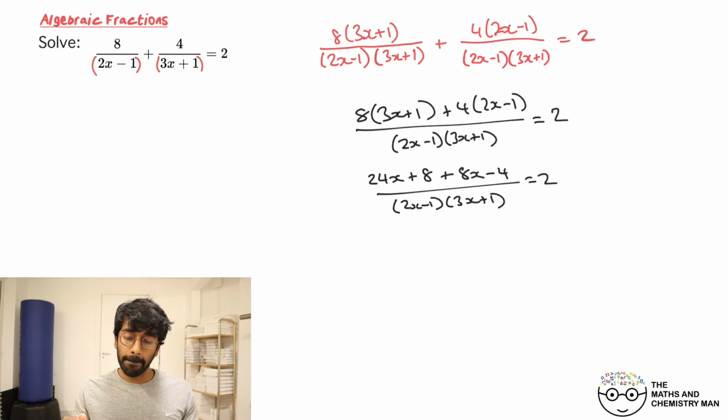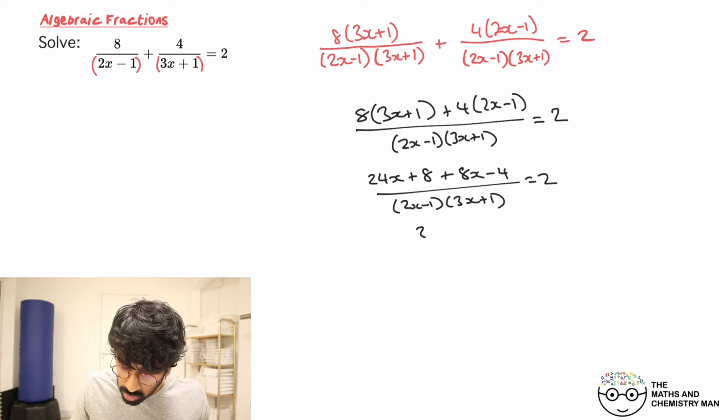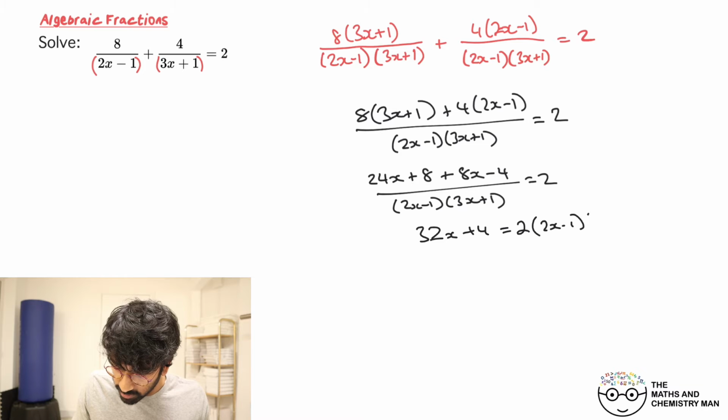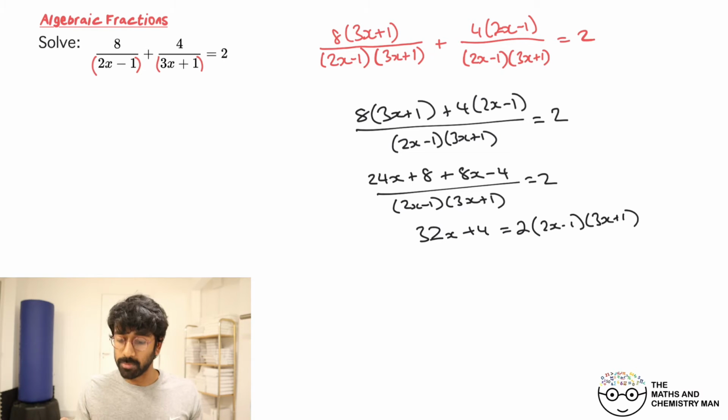What should we do now? We could simplify the top, but I'm going to do two steps in one here. I'm going to simplify the top and I'm going to multiply these over to the other side. Okay, so I'm going to go with 32x there plus 4 is equal to 2, and then let's put these on the other side as I said. So you've got that there and then 3x plus 1. Boom, like that.